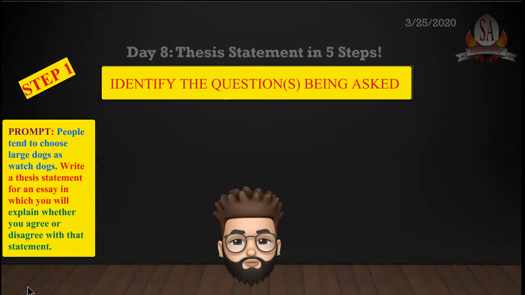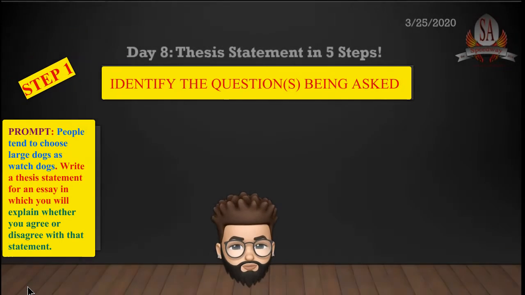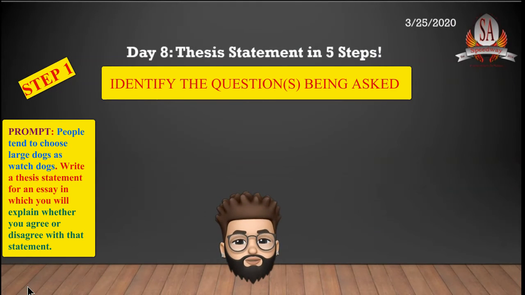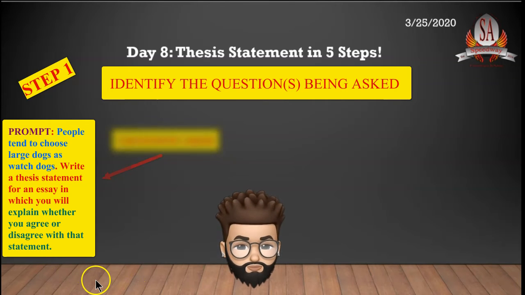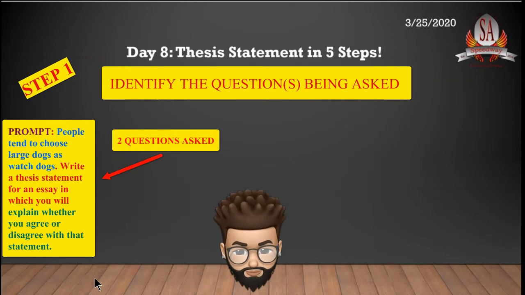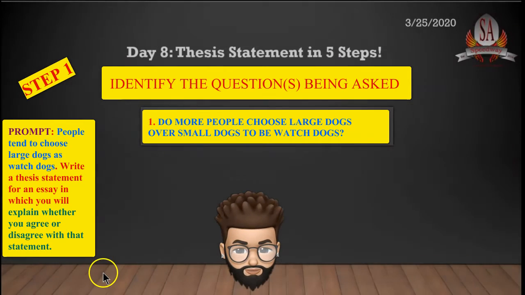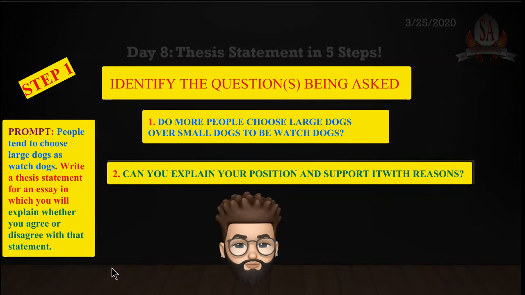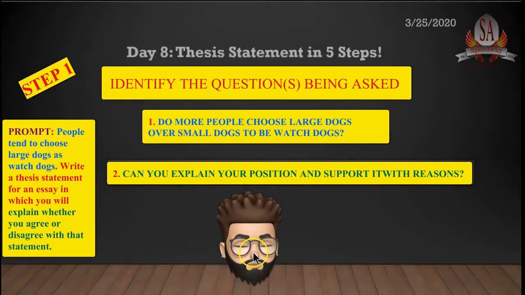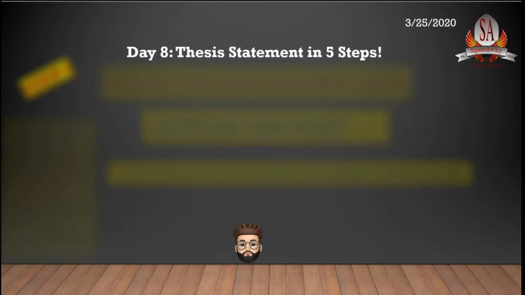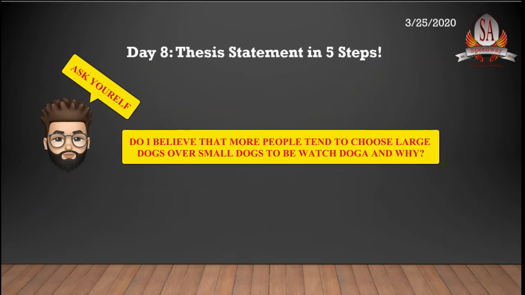Step 1. Begin by identifying the question or the questions that are presented in the prompt and that you're being asked to answer with your essay. And then ask yourself that question or those questions. There are 2 questions presented in this prompt. 1. Do more people choose large dogs as watchdogs over small dogs? And 2. Can you explain your position and reasons for that position about whether more people choose large dogs as watchdogs over small dogs? So the simple question that you would ask yourself is, do you believe that people tend to choose large dogs as watchdogs, and why?